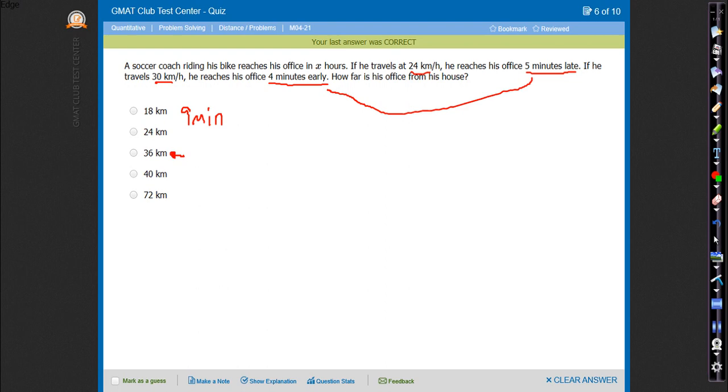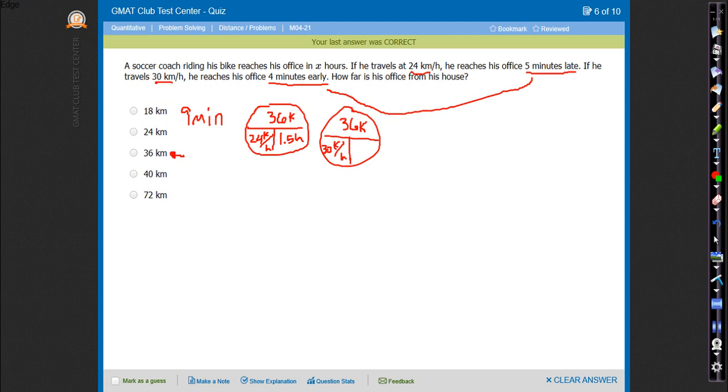So let me demonstrate how this works. We're going to test 36 kilometers. If we put this in our Tanga, you're going to get 36 kilometers over 24 kilometers per hour, or 36 kilometers over 30 kilometers per hour. And we're going to get our answer in hours. 36 over 24 is 1.5 hours.